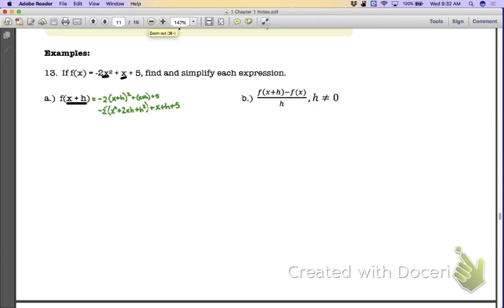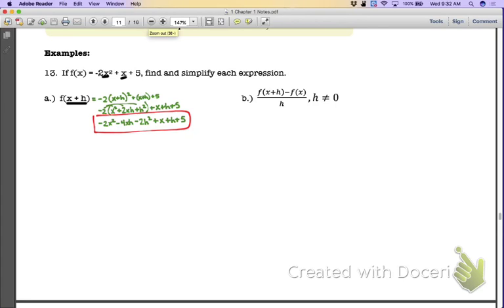Distribute that negative 2 to everything inside the parenthesis, and I'm going to get a final answer of negative 2x squared minus 4xh minus 2h squared plus x plus h plus 5. Again, don't just tell me, "Laws, that's really long. What am I going to do with that?" It's really just making sure that you can plug in your values there.